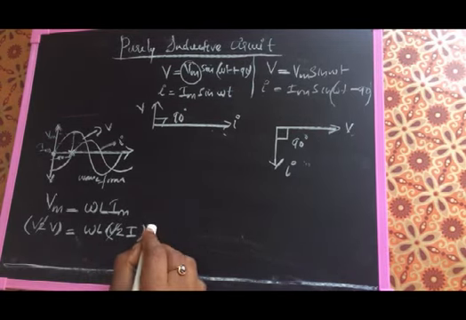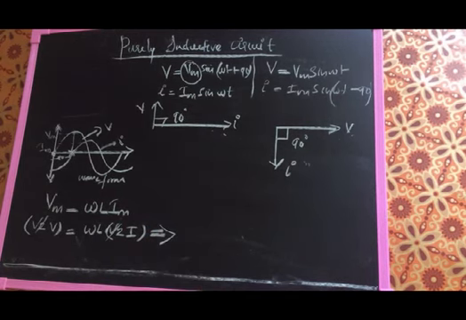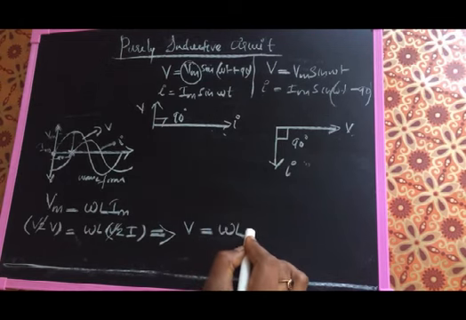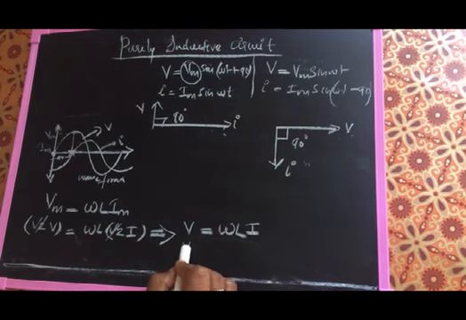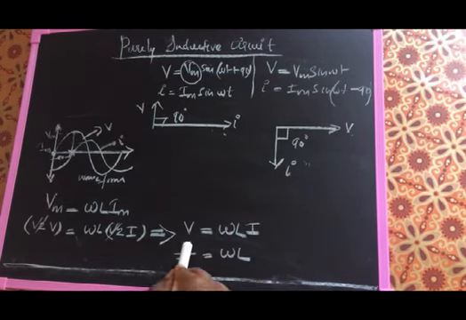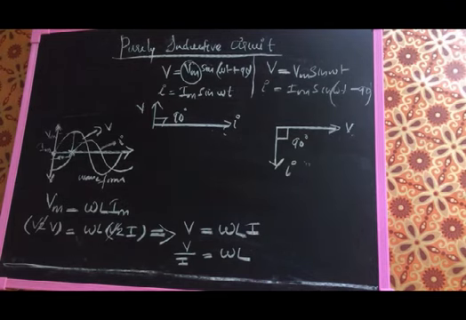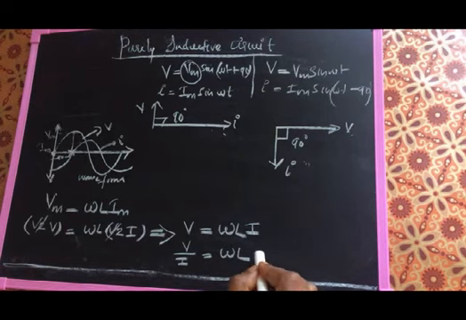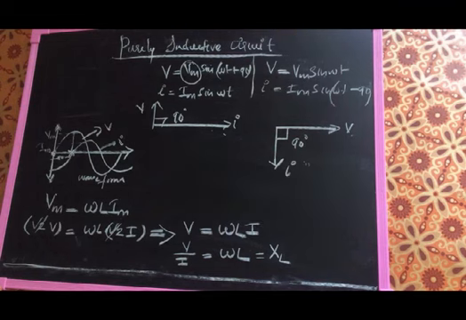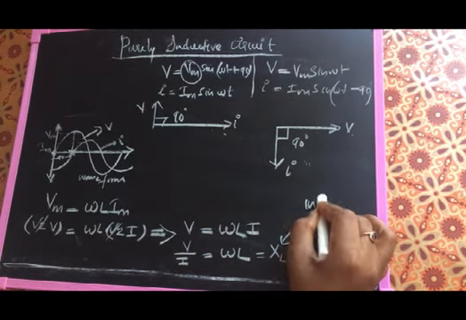Okay, in this both root 2 get cancelled. You can write it as V is equal to omega L into I. That is V by I is equal to omega into L. So what is V by I as per Ohm's law? As per Ohm's law, V by I is said as R, that is resistance. Okay, so here in a purely inductive circuit, the resistance is termed as XL, that is inductive reactance.